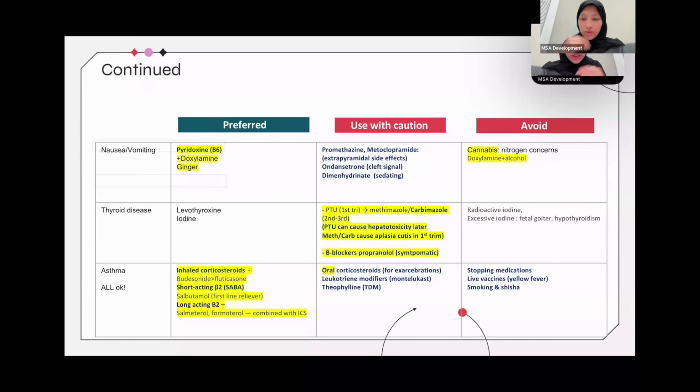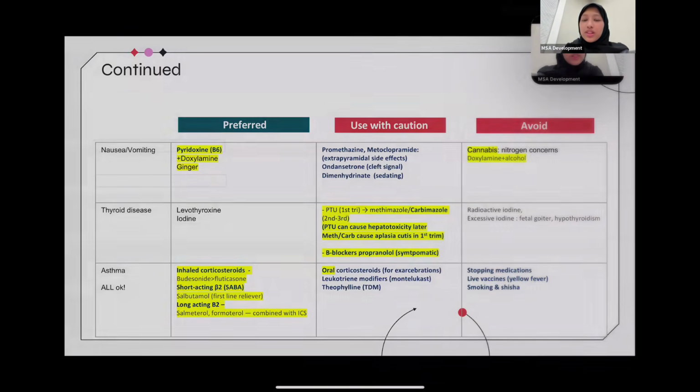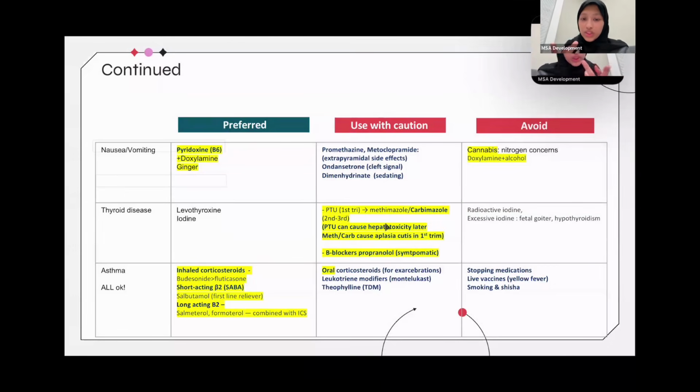And then when the woman goes into second or third trimester, so propylthiouracil, sorry, that's the name. If the woman is in second or third trimester, you switch to methimazole, carbimazole. The reason for that is PTU can cause hepatotoxicity and it's only used in first trimester. Methimazole, carbimazole in first trimester can cause aplasia cutis, which is the fingers not developing well and the membrane not separating. So you do not want to use that in first trimester.